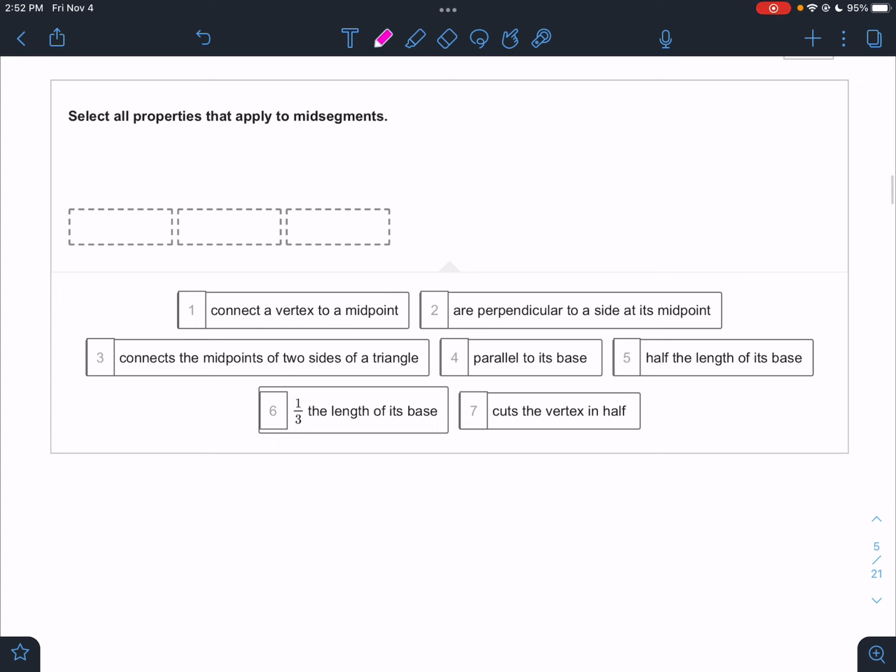Select all the properties that apply to mid-segments. There's three things. There's the definition, which is this guy right here. There's two properties that come as a result of the definition. We've talked about it in class, but they're always going to be parallel to the base and half the length of the base. Those are the things that apply to mid-segments.